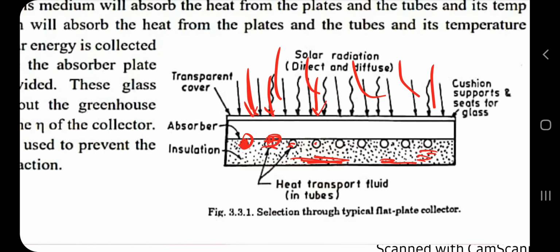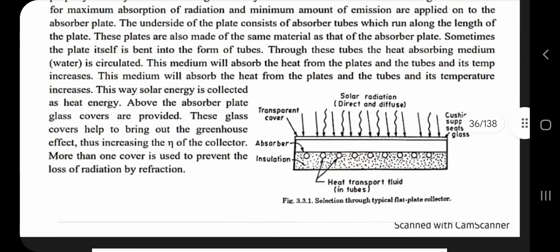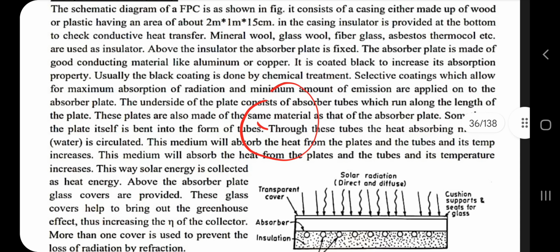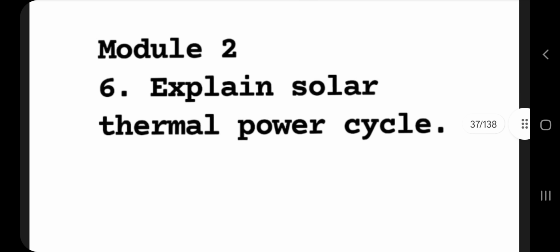So that's why when you go to a bath, at that time if you have solar in your home, the water will be hot, right? So that's based on the liquid flat plate collector itself. Okay, so that's all what you have to mention here. You can go through it once. You can get more information regarding it.